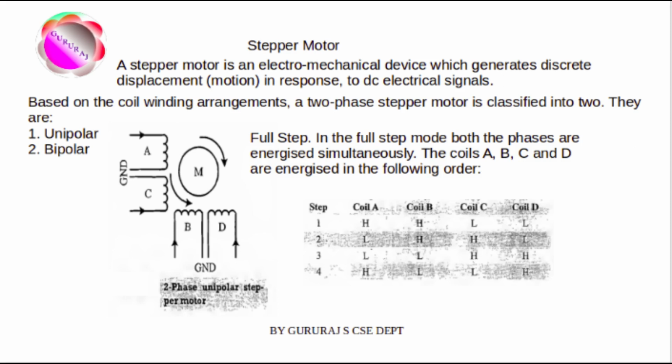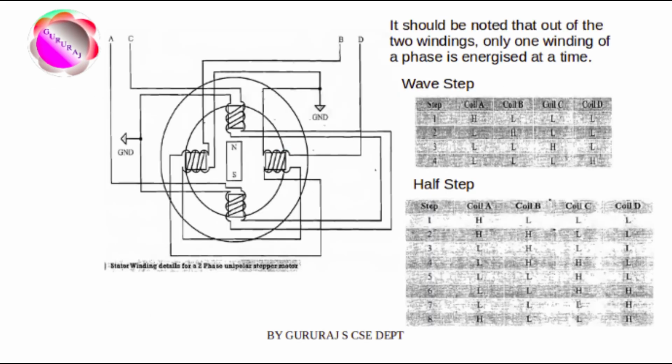The stepping of a stepper motor can be implemented in different ways by changing the sequence of activation of stator winding. The different stepping modes supported by a stepper motor are, something like, full step. In the table you can see here, steps 1, 2, 3, 4, wherein the condition of coil A, coil B, coil C and coil D can be observed in different columns. Then we have wave step.